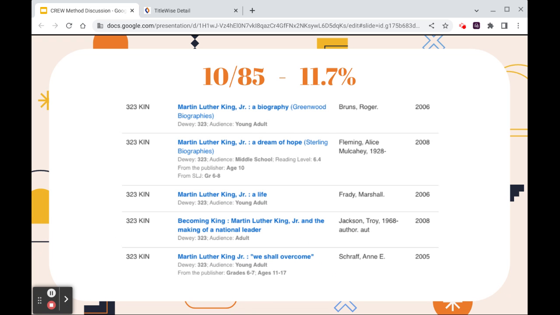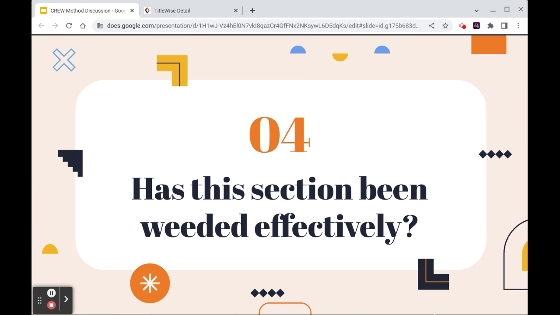The other thing that I noticed when analyzing this section is that of these aged titles, almost 12% of them are biographies on Martin Luther King. So while I definitely believe that Martin Luther King Jr. is significant in our history, again, I would want to cross-reference with our history section. I would want to look at our most recent titles. And I would also want to see, even if we do keep some of these titles about Martin Luther King Jr., I would want to narrow down our selection of biographies on this guy because I'm sure that some of these books are superseded by better editions.